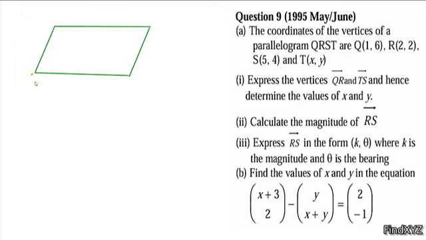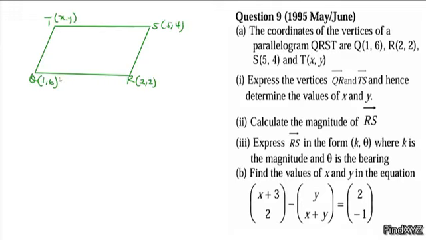For example, if I'm starting at Q, the next vertex should be R, then from R I move to S, and from S I move to T. This is very crucial. Then what is point Q? Point Q is given as (1,6), point R is (2,2), point S is (5,4), and finally point T is (X,Y).